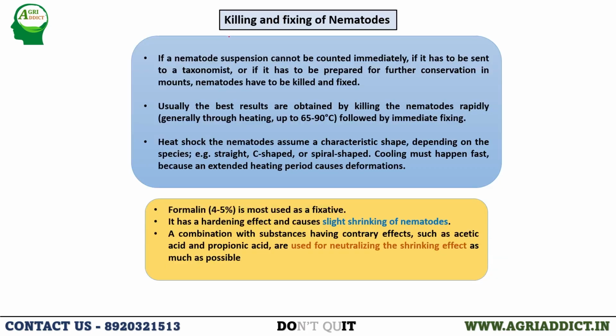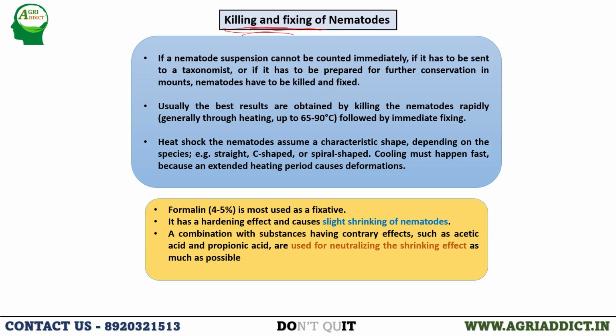Next, coming to the killing and fixing of the nematodes. Up to now, you have seen the extraction of the nematodes. First, we saw how to go for sampling of different nematodes and what the different extraction methods are, as they depend on the nature of the nematodes. Now you will go for killing and fixing of the nematodes. Why do we do killing and fixing? For further identification.